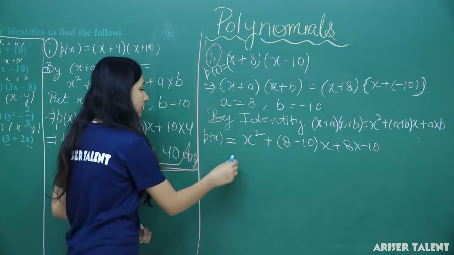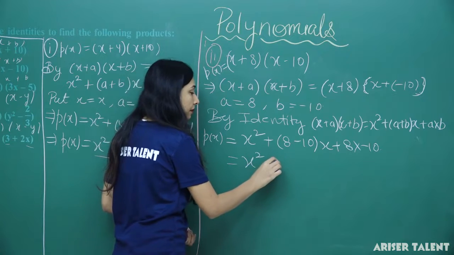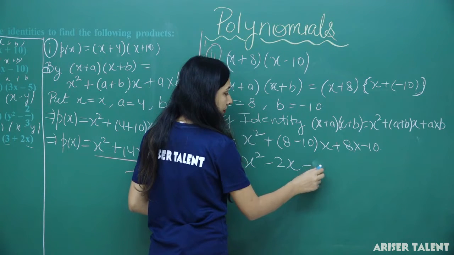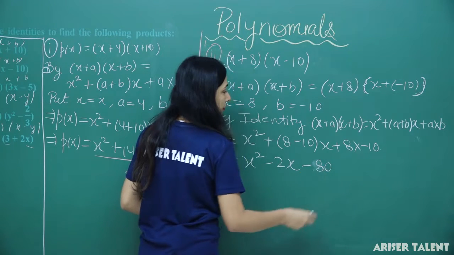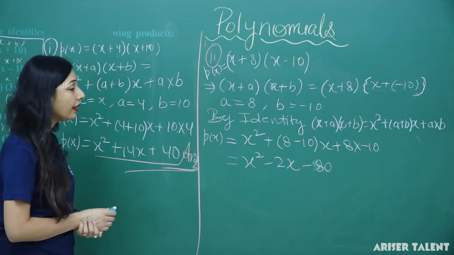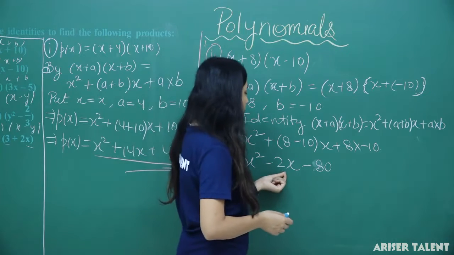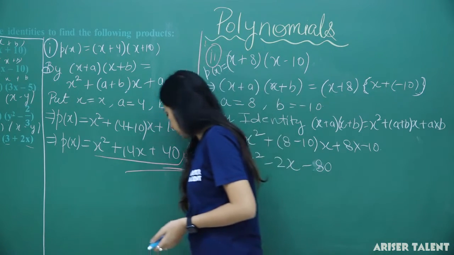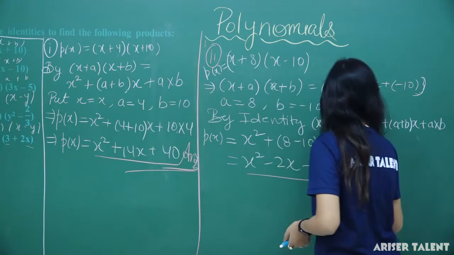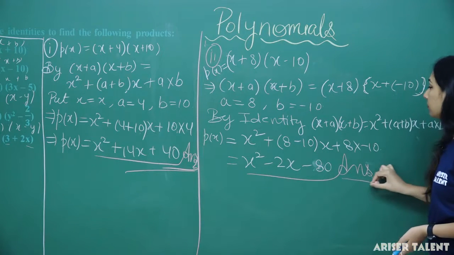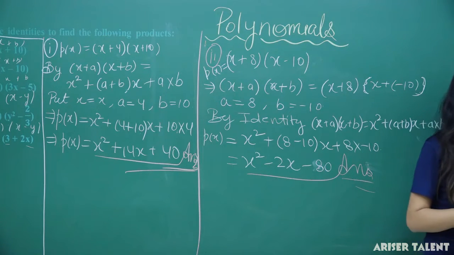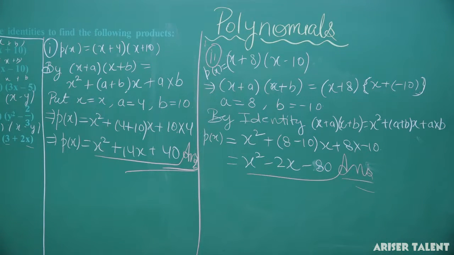Now just solve this, you will get x square minus 2x minus 80. What you get? x square minus 2x minus 80. Now that will be your answer, students, right? This is your answer. So now you understood that if in the first case you are getting a plus sign, in the second case you are getting a minus sign, how you are going to solve this?